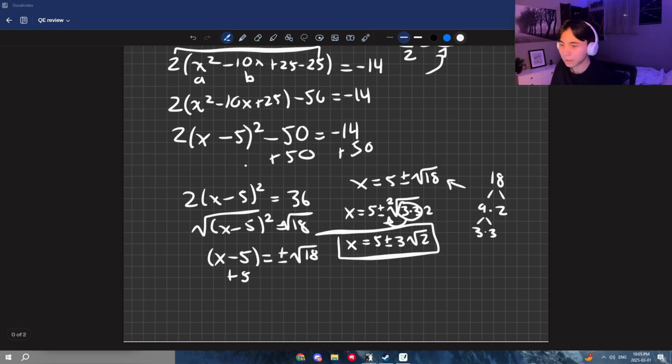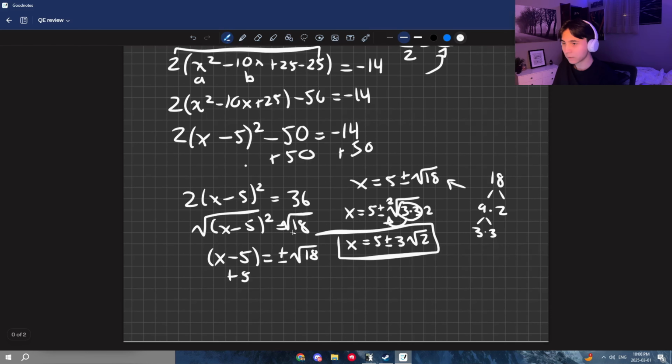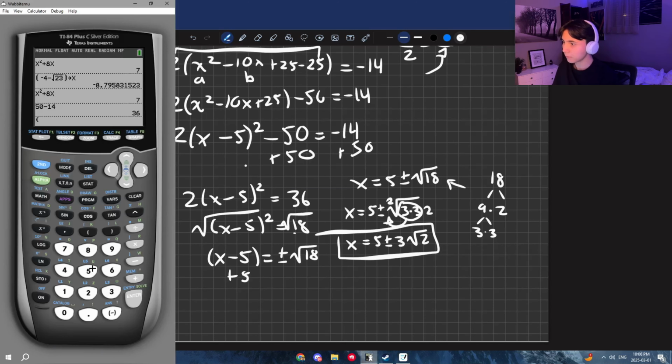Now, like I said earlier, we can plug this into our calculator and test if our solution is right. So we got 5 plus 3 root 2 as one of our solutions. I'm going to put that all in a bracket and store it as x.